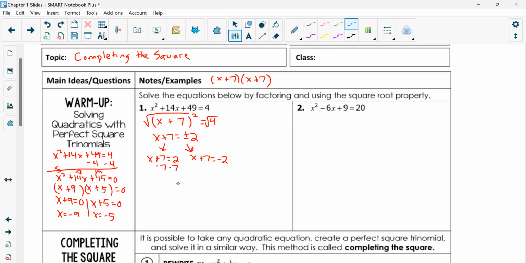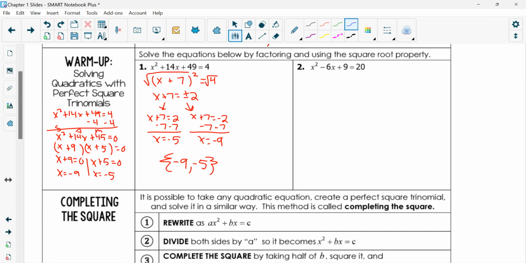So we get x equals negative 5, which is what one of our answers was. And then when we subtract 7, x equals negative 9 as our other answer, which were the two answers we got by factoring. Again, me personally, this one's factorable, so I would think factoring is actually a little bit easier, but it's still an option for you.